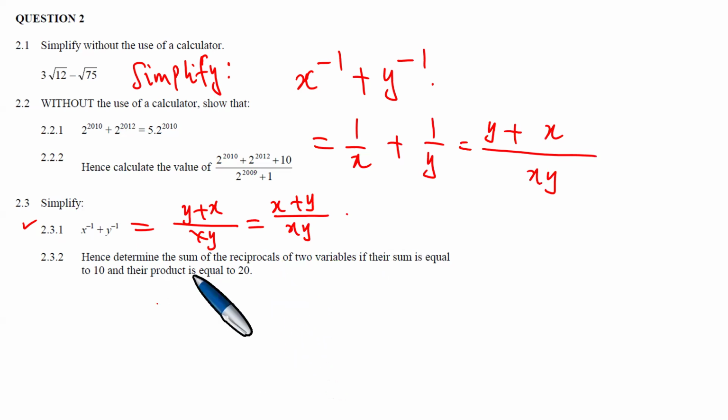And here is another question that the examiner is asking. Hence, determine the sum of the reciprocals of two variables if their sum is equal to 10 and their product is equal to 20. I'm giving you 2 minutes to do 2.3.2, quickly.